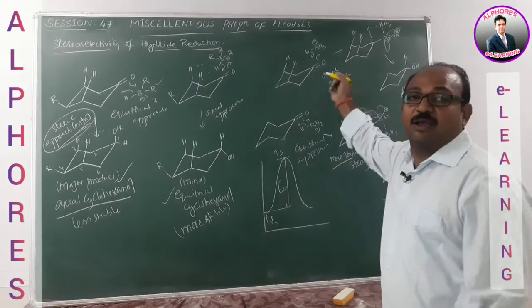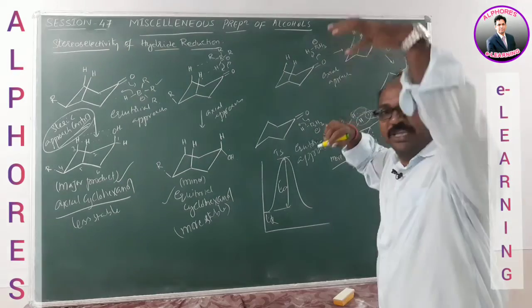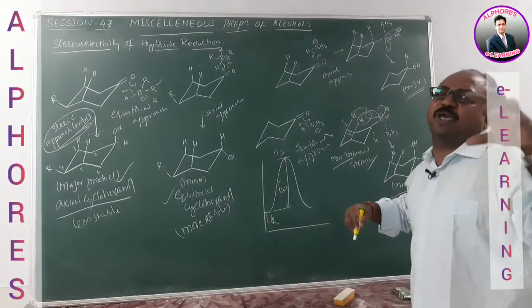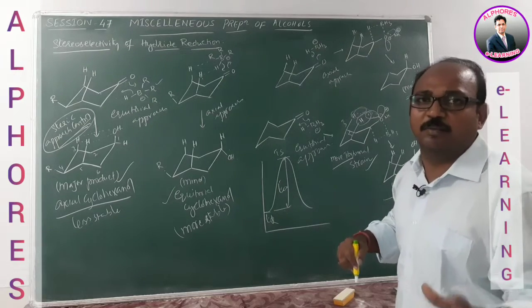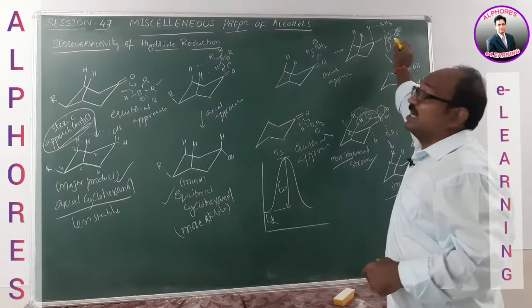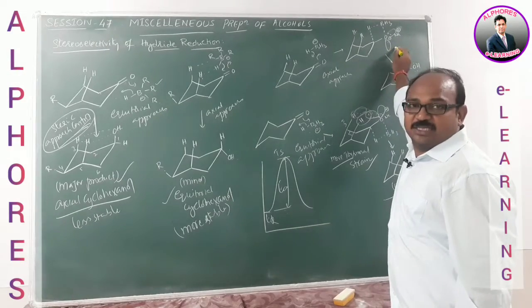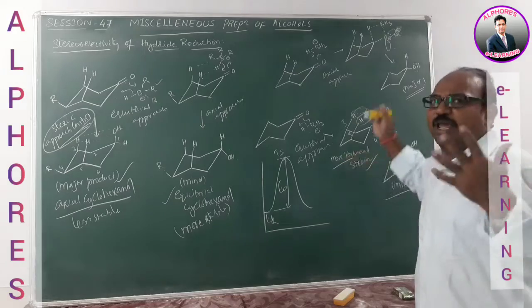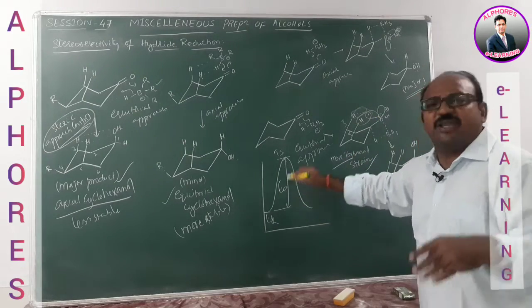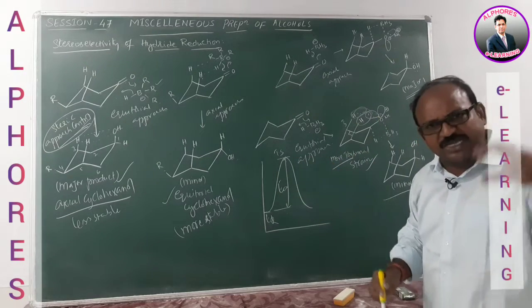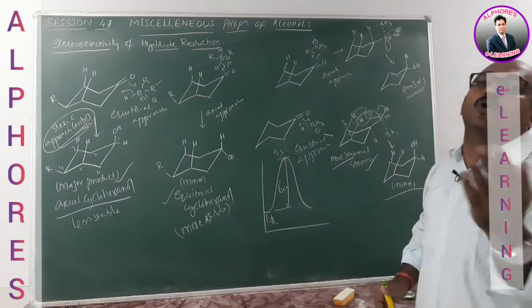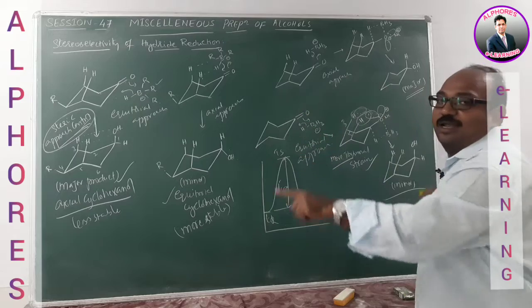Even though when BH4 minus approaches in axial direction, initially it faces some repulsion, no doubt in that. But the formed transition state does not have that much energy. Because it does not have that much energy, obviously activation energy is less. If activation energy is less, all the reactant molecules can freely convert into products. So this is the difference.